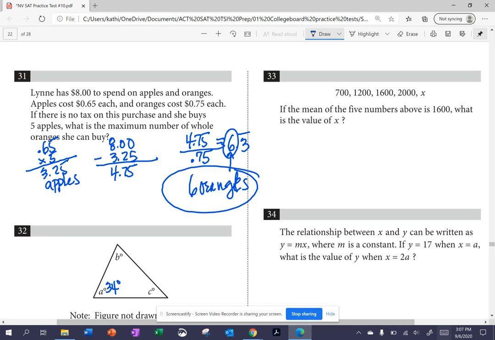If the mean of the 5 numbers above is 1600, what is the value of x? So if I add all my numbers, it says it is 1600 times 5, right? I have 5 numbers. So 1600 times 5 is 8,000. So I know when I add all my numbers, they total 8,000.